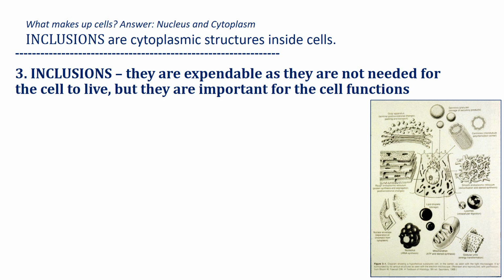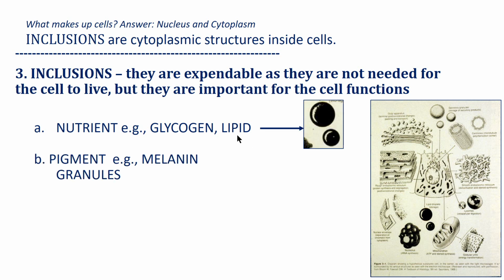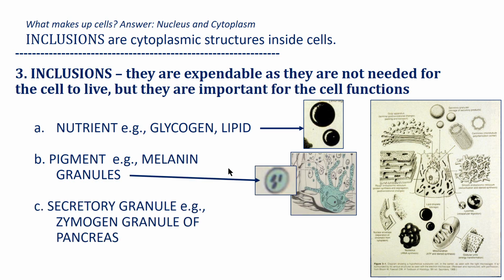The other component is the inclusions. The inclusions are expendable, need not be there, but very important for the cell function. One is a nutrient. Glycogen is a nutrient. Lipid is a nutrient type of thing. Another one is pigment. And so the pigment, melanin. Here we can see melanin granules. The melanocytes produce melanin. It passes on to your skin cells to give you your coloration that you have.